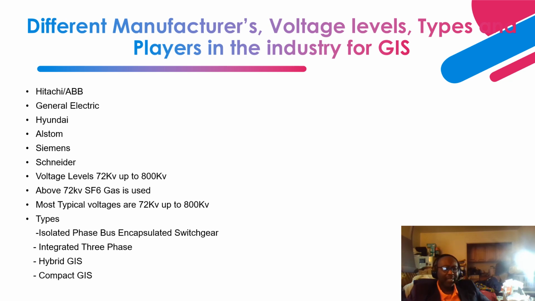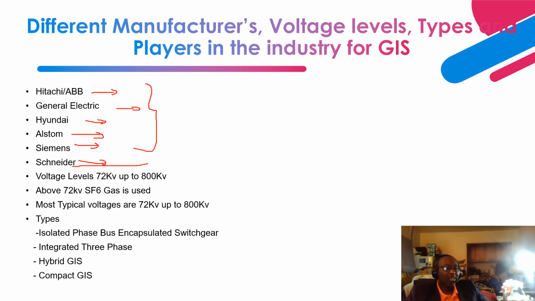Next, we'll talk about the industry players, the industry manufacturers that manufacture gas insulated switchgear, the typical voltage levels that they manufacture, and also the types of GIS that we have. As you can see over here, the first one is Hitachi ABB, and General Electric, Hyundai, then Alstom, Siemens, and Schneider. These are the industry players out there that build robust and very good products for gas insulated switchgear, right?